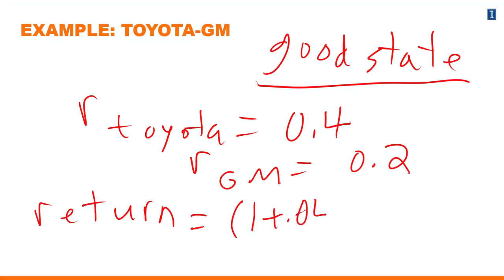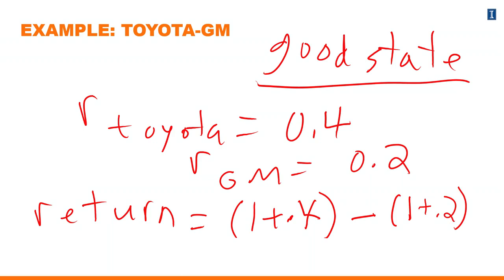The return of our zero cost portfolio: Toyota goes up 40%. So our initial investment goes from 1 to 1.4. General Motors also goes up, but doesn't go up as much. The initial General Motors value goes up to 1.2. So at the end of the year, our Toyota goes from 1 to $1.40.